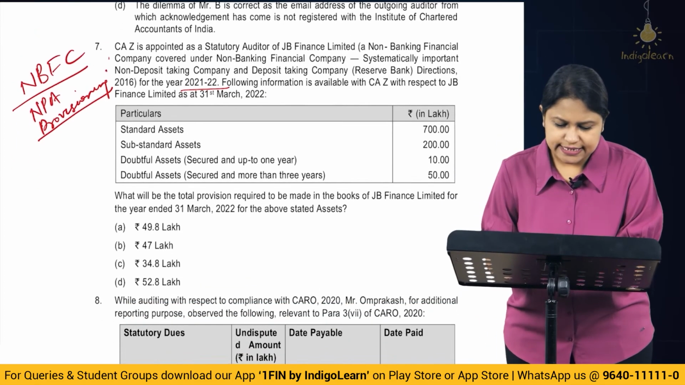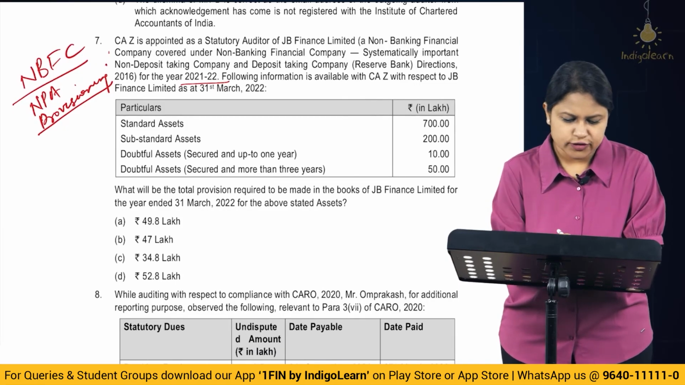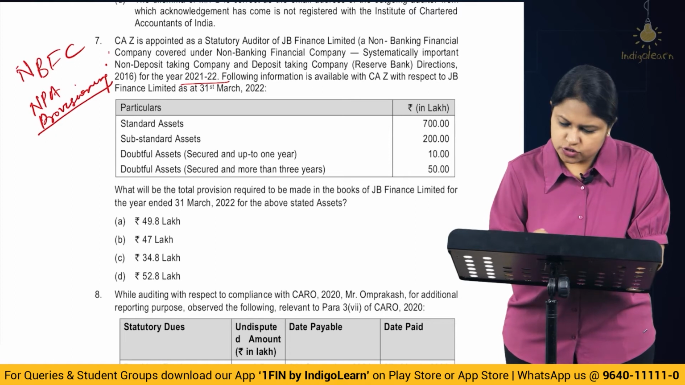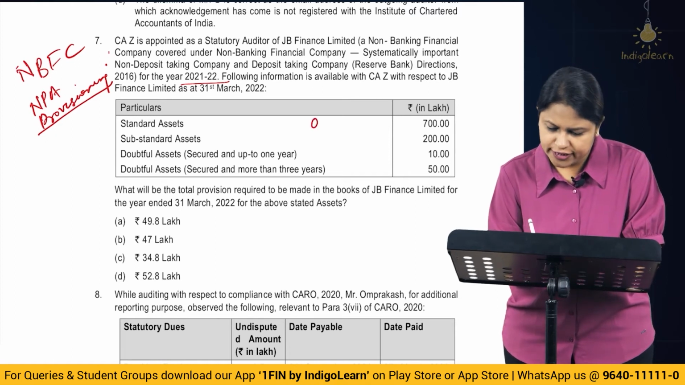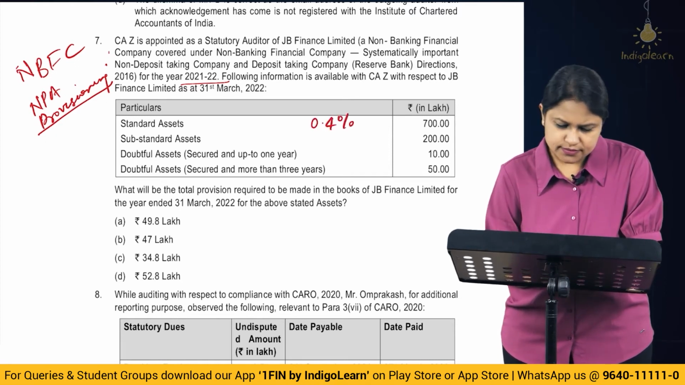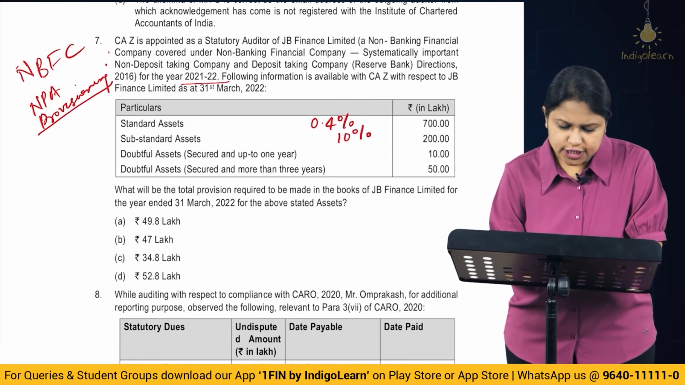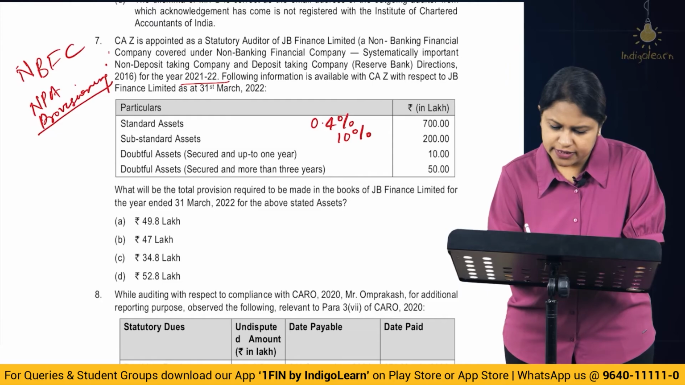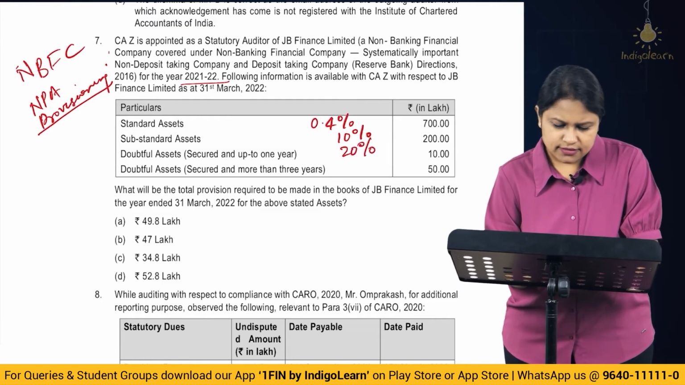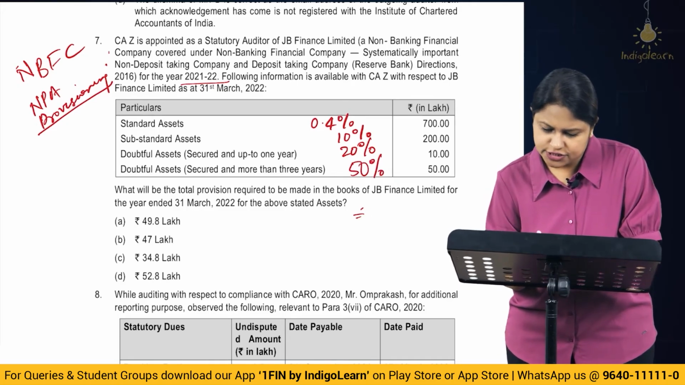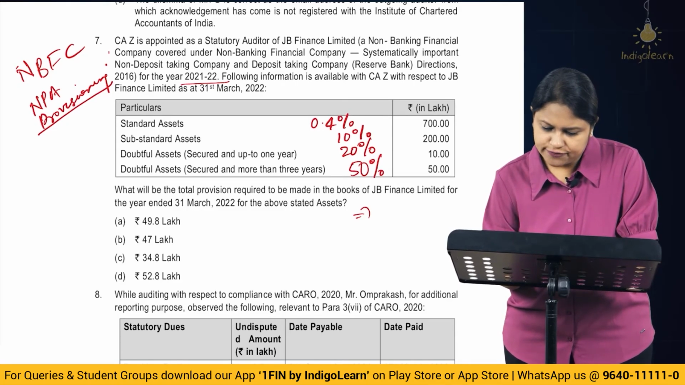So the provisioning, let us take for standard assets. Remember it is for NBFCs. So standard assets, it is going to be 0.4%. Substandard will be 10%. Doubtful assets secured up to 1 year will be 20%. And doubtful assets secured and more than 3 years will be 50%. Correct? So if you take the calculation, 700 into 0.4% is going to give 2.8.